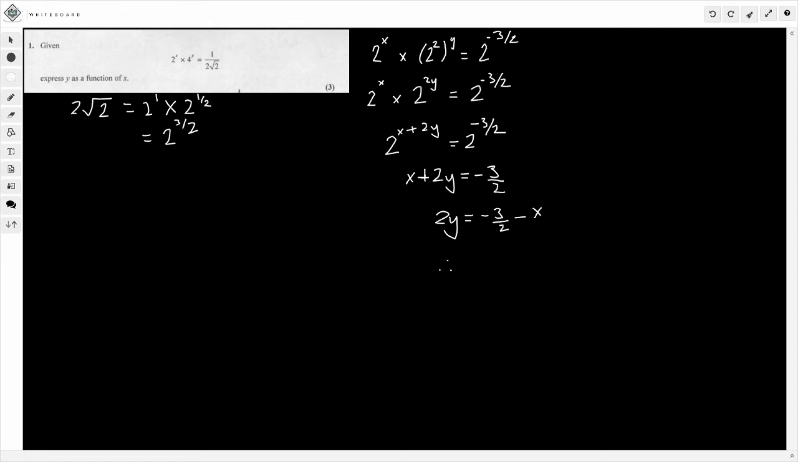So therefore y, if I divide both terms by 2, minus 3 over 2 divided by 2 is going to be minus 3 over 4. So that's minus 3 over 4. And then if we divide x by 2, we get minus a half x, or minus x over 2. And there we have it. That's the first 3 marks for the June 2019 exam paper.